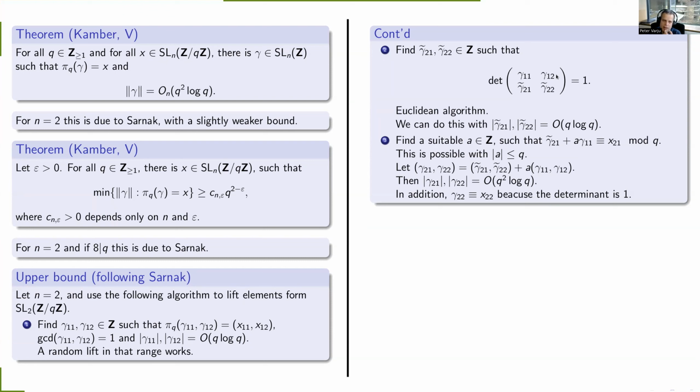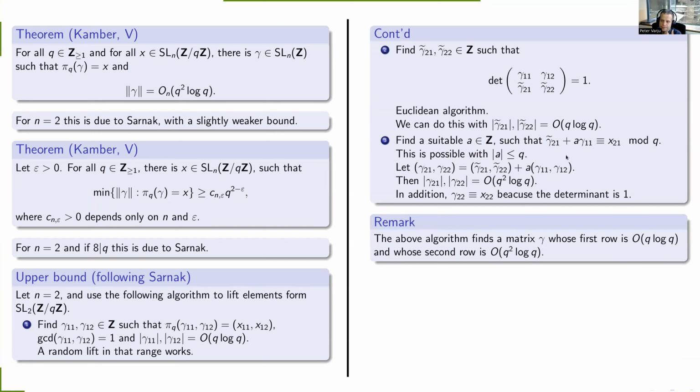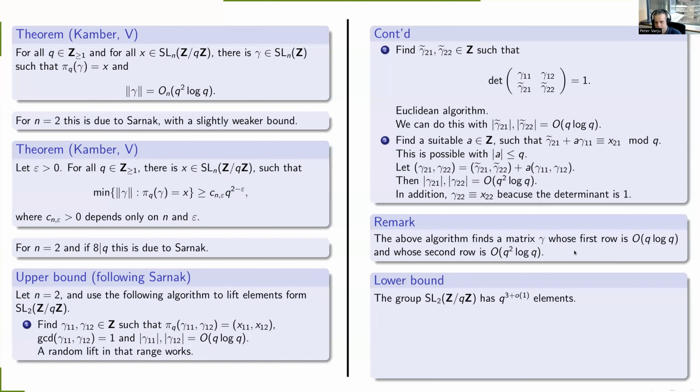And if you look at this, then maybe the second theorem, where I say that you can't improve on the exponent 2, may look a little bit surprising, because you can find a solution where the first row is bounded by just q. And essentially what the second theorem says is that you can't improve on the q squared exponent even if you allow the first row to be bigger. Yeah, so I just made this remark that the first row is much smaller than the second one.